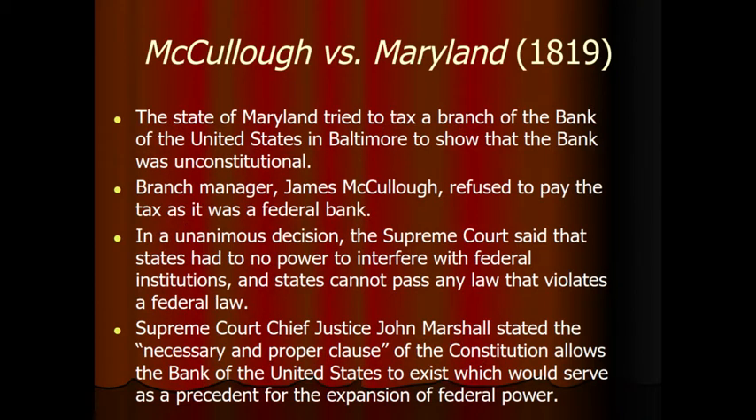So McCulloch versus Maryland in 1819. This was one of the first major events that had two pretty powerful impacts. One of them was that it made the bank a part of the national government. So it became the national bank. So the state of Maryland tried to tax a branch of the Bank of the United States in Baltimore to show that the bank was unconstitutional.